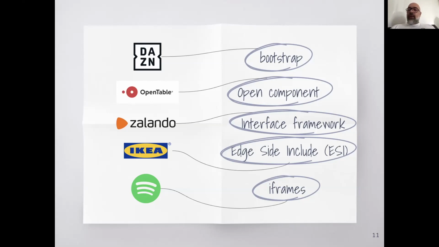IKEA, for their catalog, is using edge-side include, which is the CDN approach, in combination with another technique called client-side include, where there is a transclusion between elements. So there is a placeholder that is substituted with the real micro-frontends. That is another interesting approach.